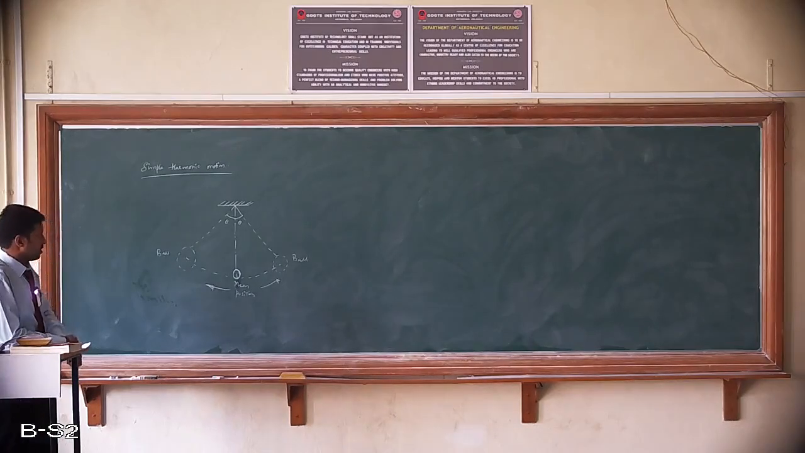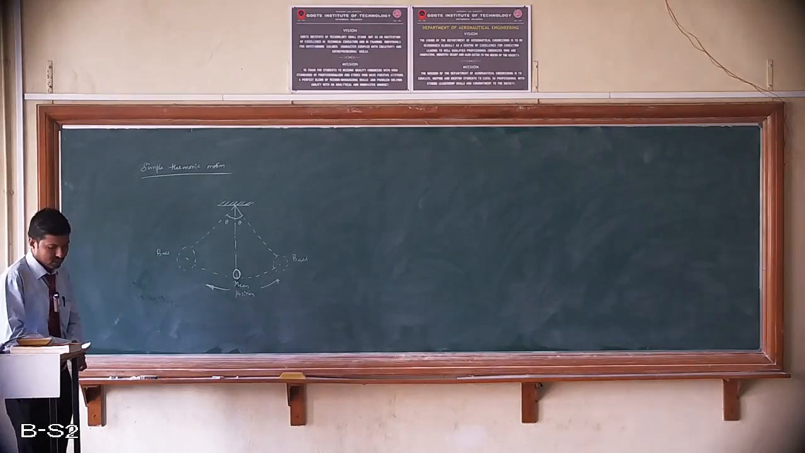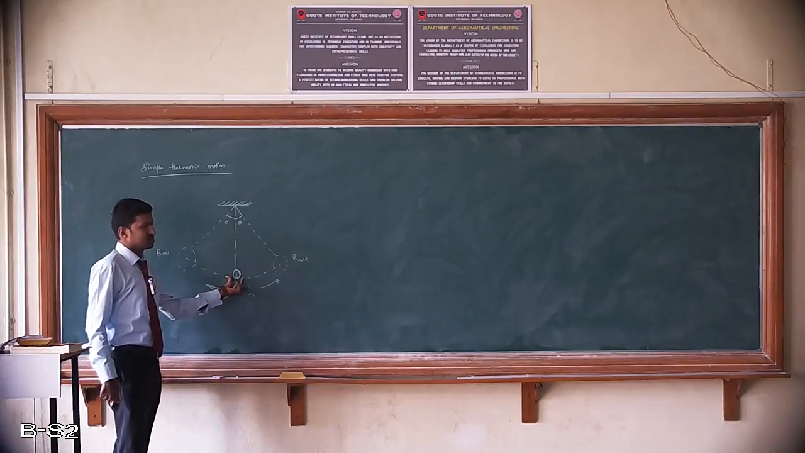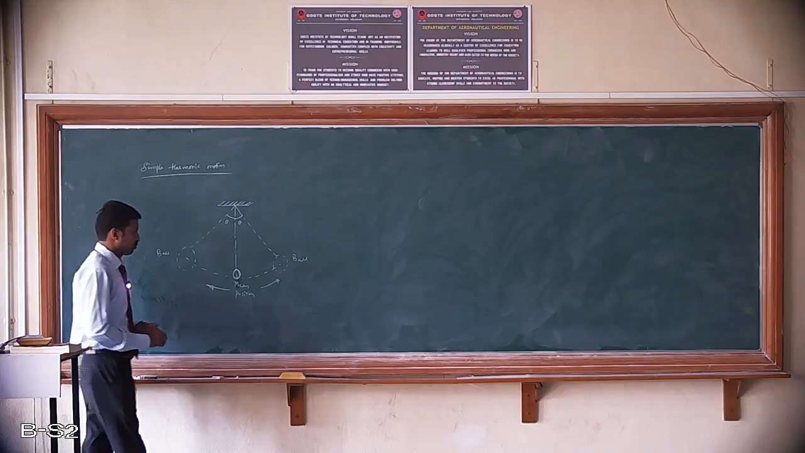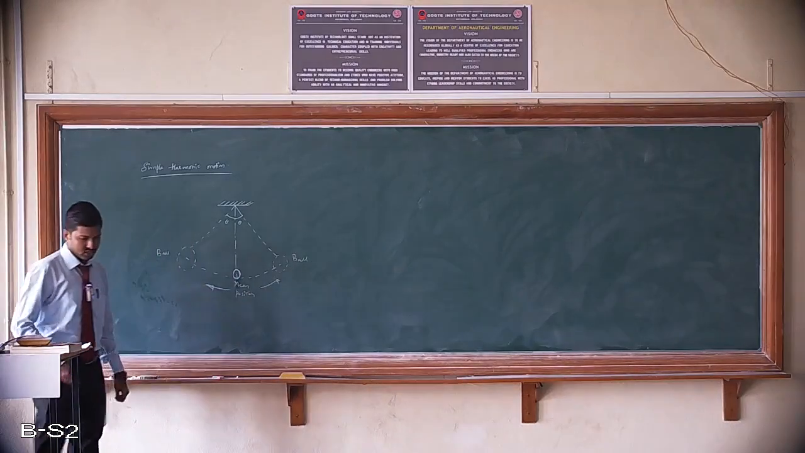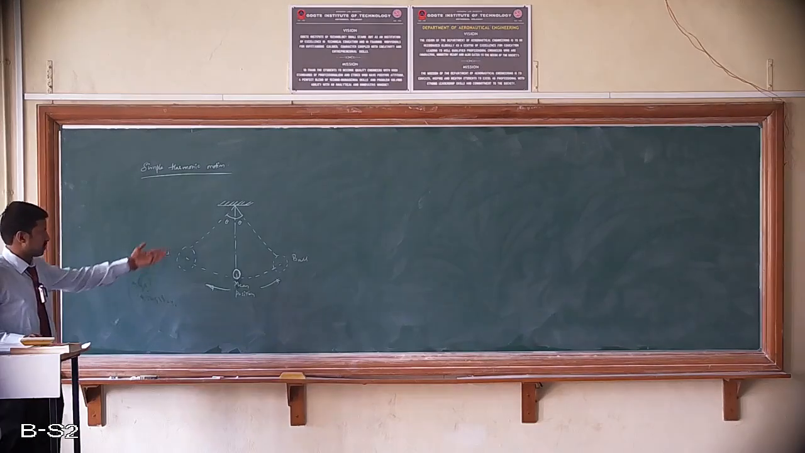Very, very important. So what is simple harmonic motion? It means the motion of a body to and fro about a fixed point. The motion is periodic, and its acceleration is always directed towards its mean position. One more important thing: the acceleration is always proportional to its distance from the mean position. The example for this is the motion of a simple pendulum, which is shown here.